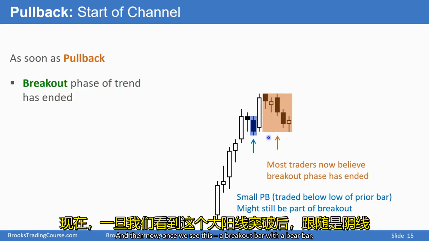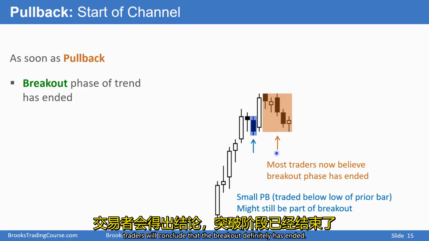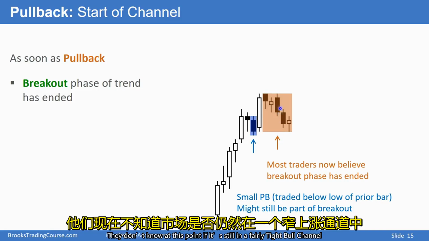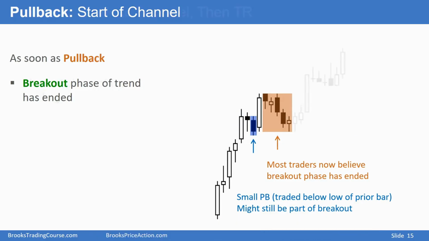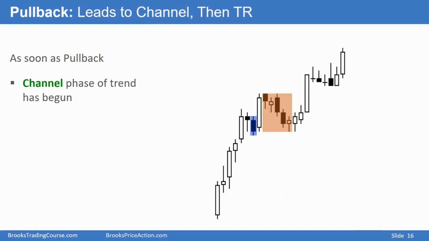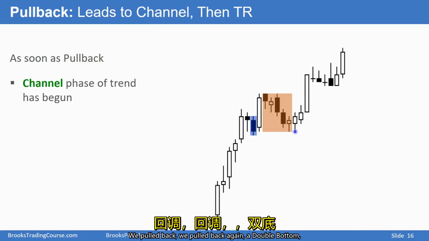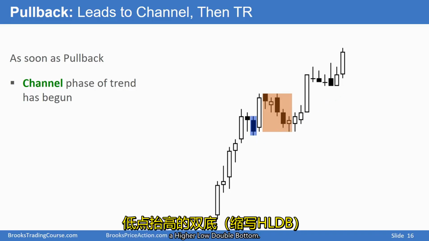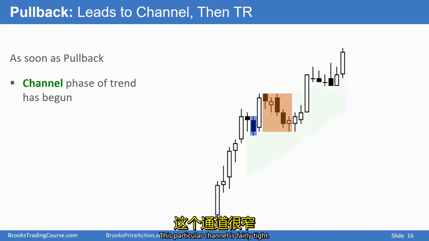And then now, once we see this, a breakout bar with a bear bar, another bear bar, a fairly deep pullback, traders will conclude that the breakout definitely has ended. They don't know at this point if it's still in a fairly tight bull channel or instead in a trading range. But in any case, the breakout phase has ended. And here, the channel phase begun. We pulled back again, a double bottom, a higher low double bottom, but we're making higher lows and higher highs, so it's a channel. And this particular channel is fairly tight.